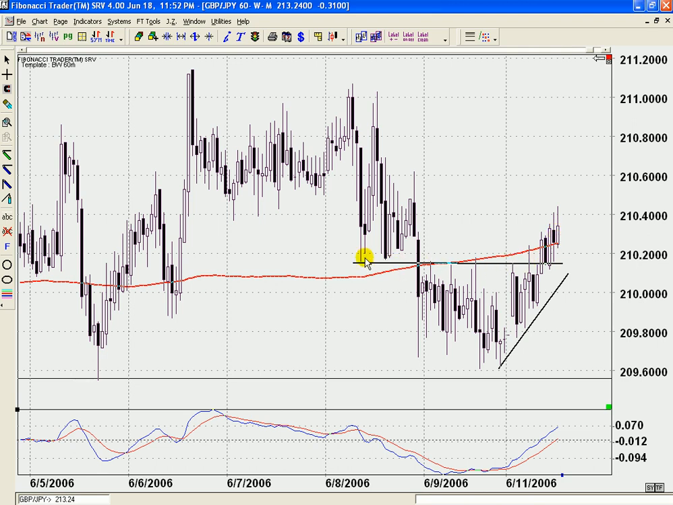If you want to be long here, you want to trade. Let's say that you have not gotten in the trade yet. What you want to do is, if price pulls back to this base level of support, trade it as close to 210.20 as possible.